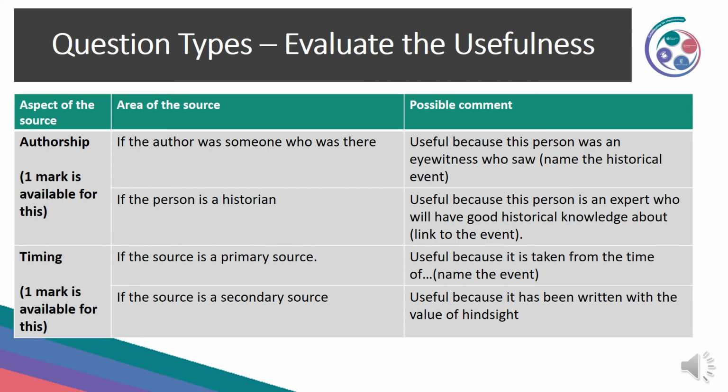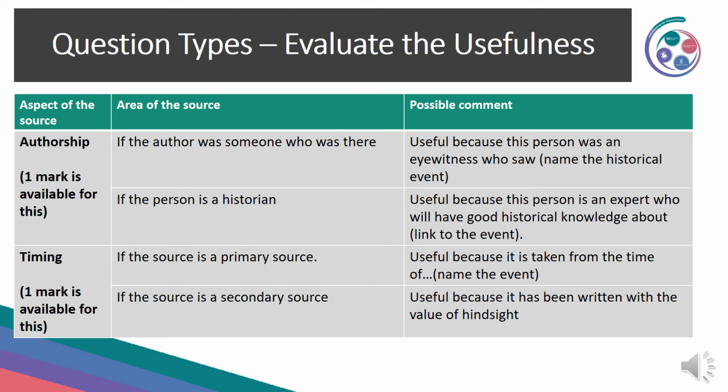Let's take a look at possible comments that you could provide when answering an Evaluate the Usefulness question. Remember that these are only possible comments, and it's likely that your teacher will have given you additional comments that you can make when answering this source question. You will have 1 mark available for authorship. If the author is someone who was there, usually this person is useful because they were an eyewitness who saw whatever the event is that you're being asked about.